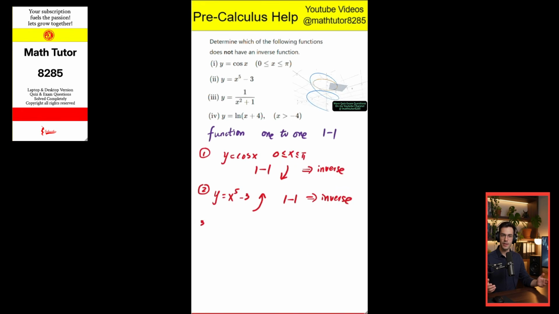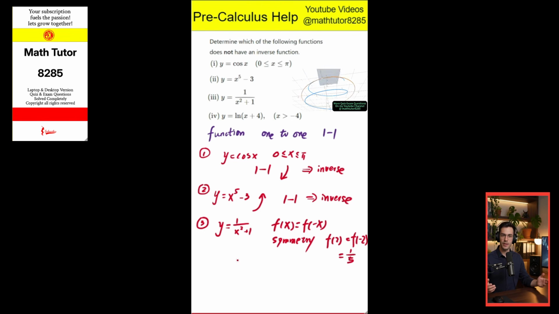Case 3, y equals 1 divided by the quantity x squared plus 1. The domain is all real x. Notice the symmetry. For example, the value at x equals 2 is the same as the value at x equals -2. Since 2 different inputs give the same output, this function is not 1-to-1. Therefore, it does not have an inverse.